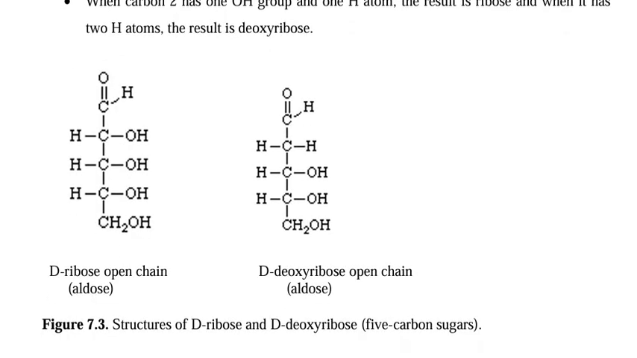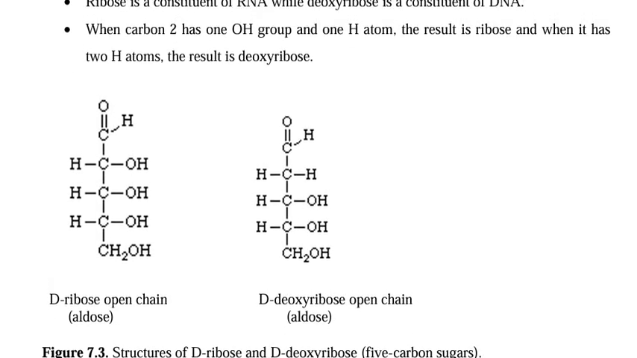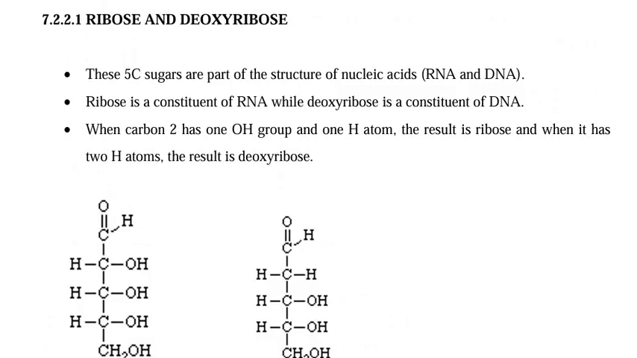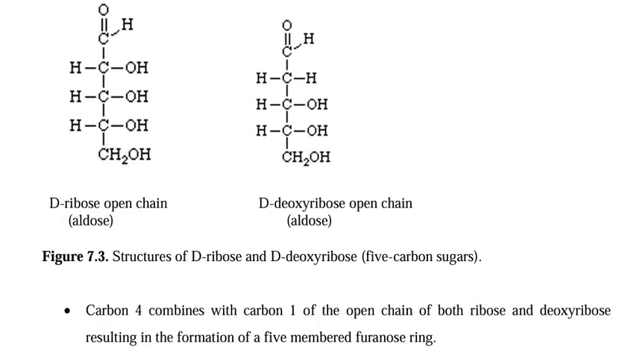The ribose is going to be found in RNA, and the deoxyribose is going to be found in what? In DNA. So ribose is a constituent of RNA, while deoxyribose is found in DNA. This can be seen from the structural difference that you see here.